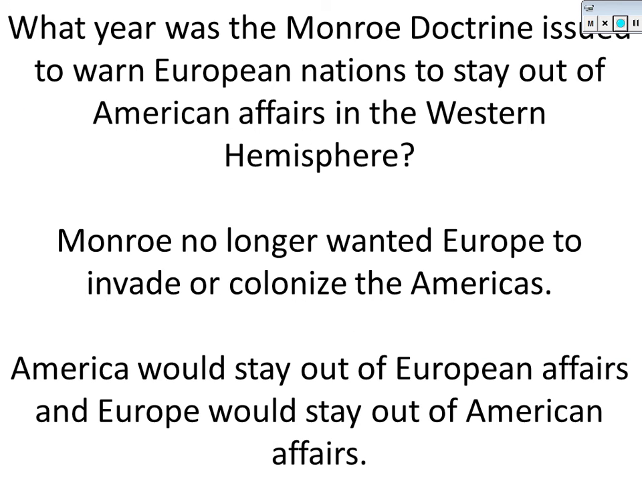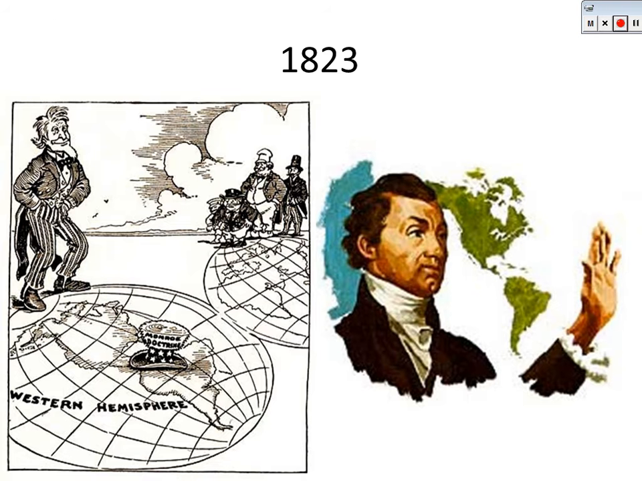What year was the Monroe Doctrine issued to warn European nations to stay out of American affairs in the Western Hemisphere? Monroe no longer wanted Europe to invade or colonize the Americas. America would stay out of European affairs, and Europe would stay out of American affairs. 1823. Good job.